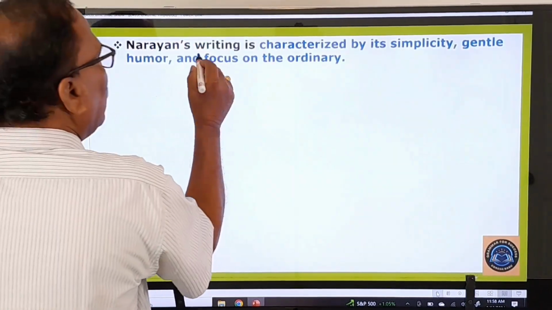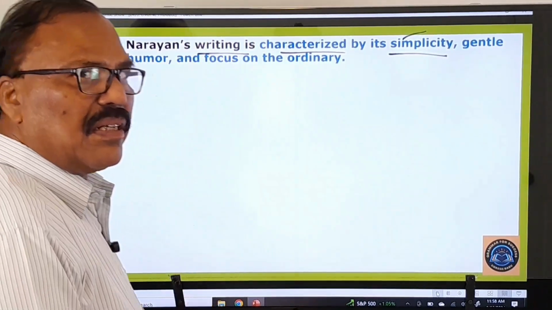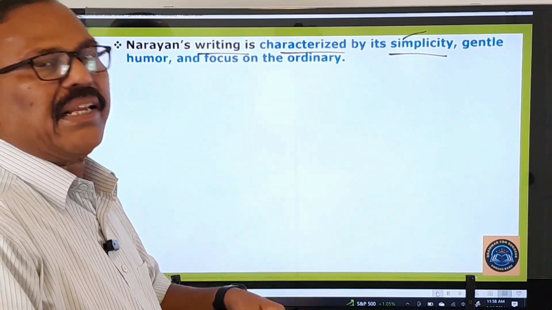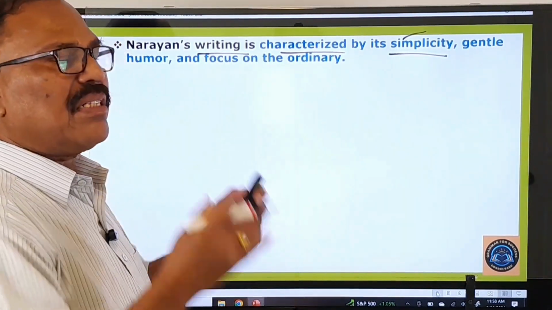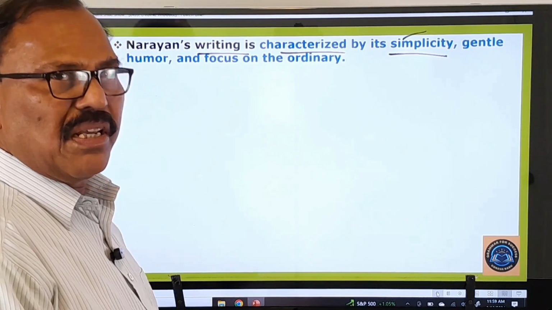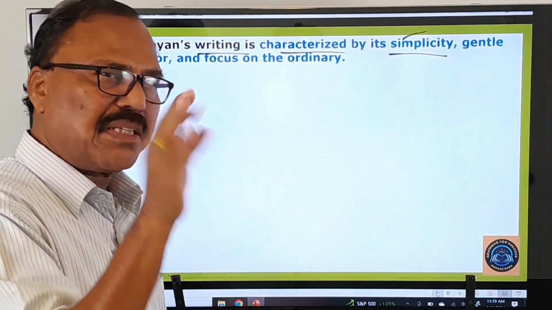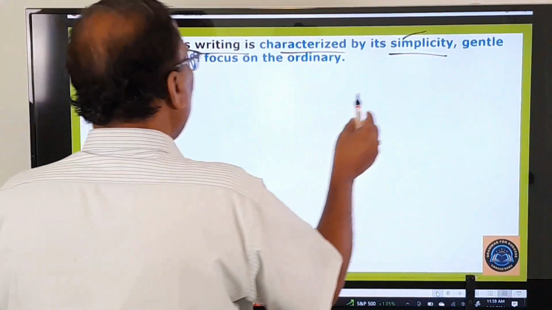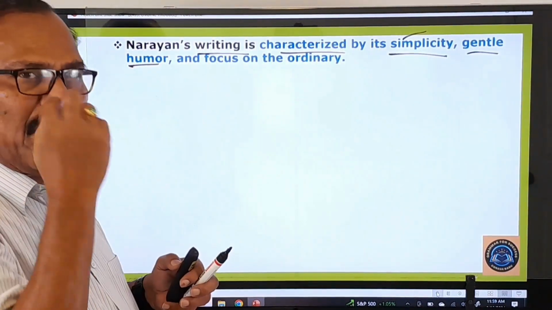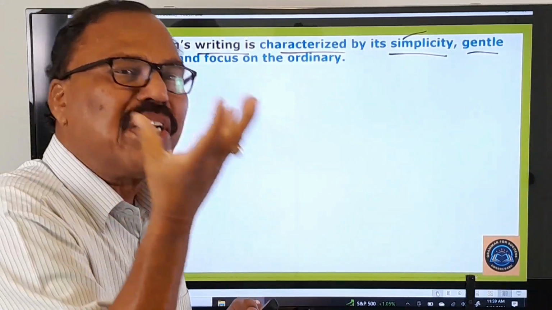Narayan's writing is characterized by its simplicity. So his writings are just simple. Anybody can read them and can easily understand them. There is nothing difficult in understanding his writings, his stories, his novels and all that. That means the style of his writing is very simple. Okay, and gentle humor. In all those writings you can find gentle humor. They are filled with some kind of gentle humor.